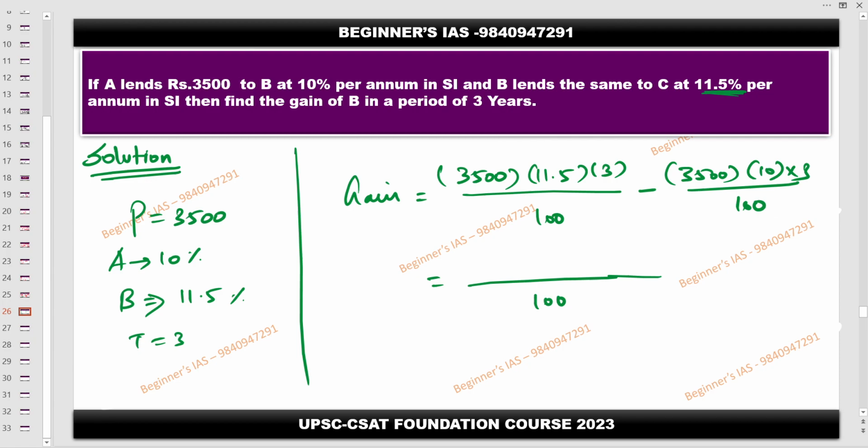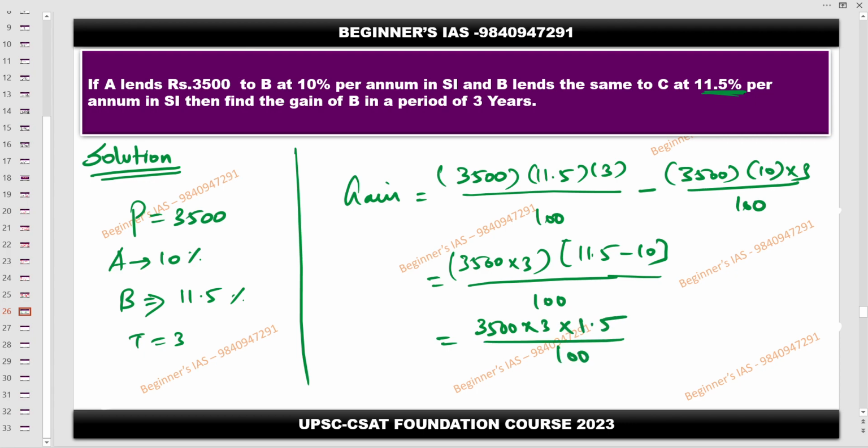Or else you can take 100 as LCM. In the numerator you can take 3500 and 3 as a common. Here 11.5 minus 10 is equal to 1.5. So here 3, here 1.5 by 100. So the zeros cancel.